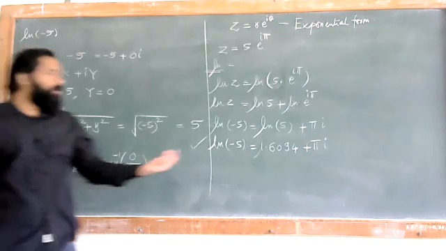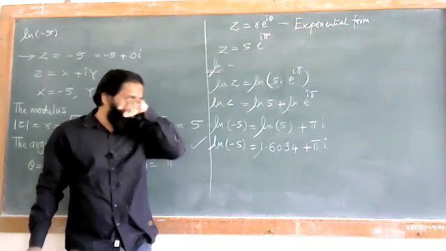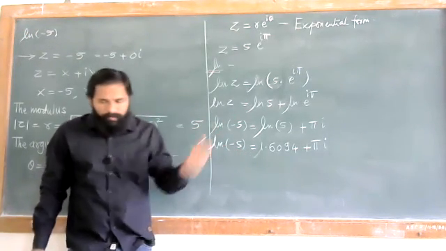So that value comes out to be ln of minus 5 is equal to 1.6094 plus pi times i. So we'll have that value.